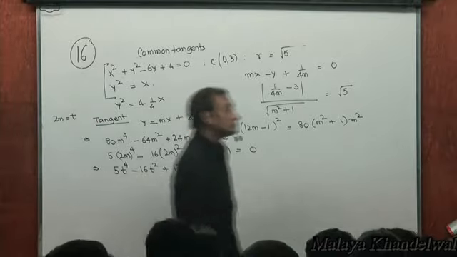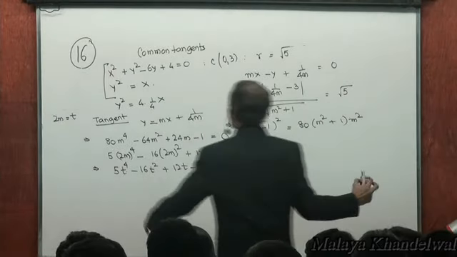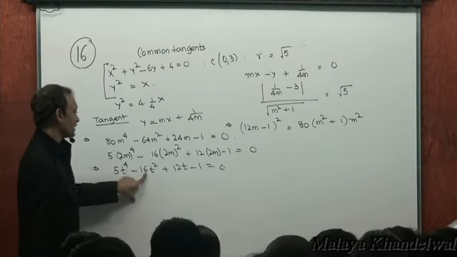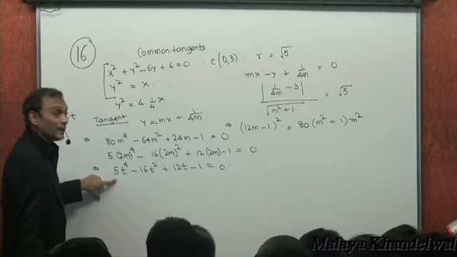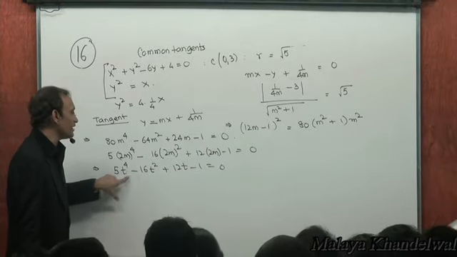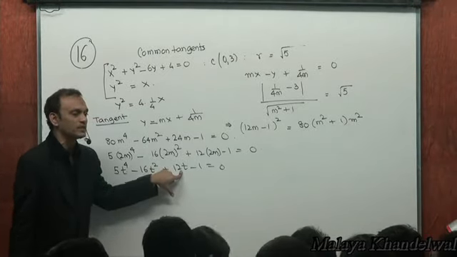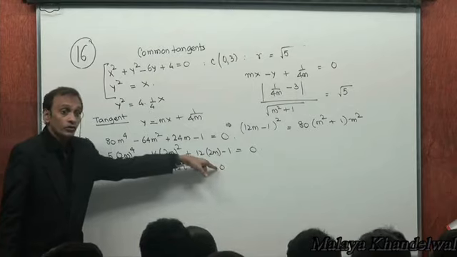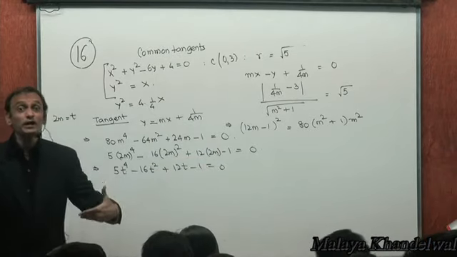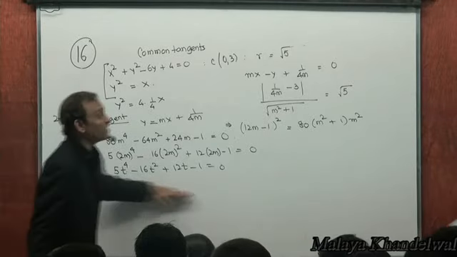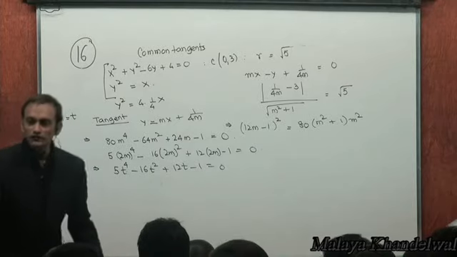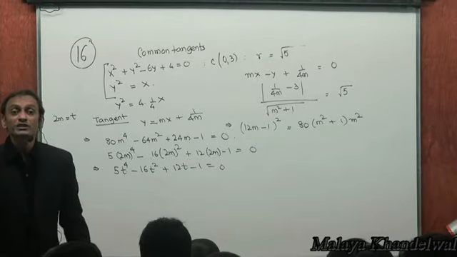So one root by inspection, as you can see, t equal to 1 is a root. Do you see that by inspection? If you put t equal to 1, 5 minus 16 plus 12 minus 1, that is 0. t equal to 1 is a root obtained by inspection. Yes or no? Yes, that means t minus 1 must be a factor of this.